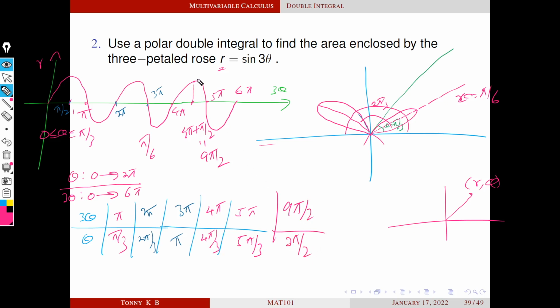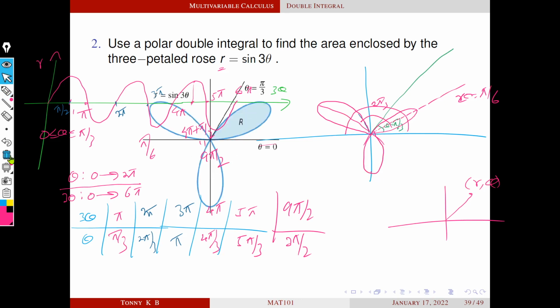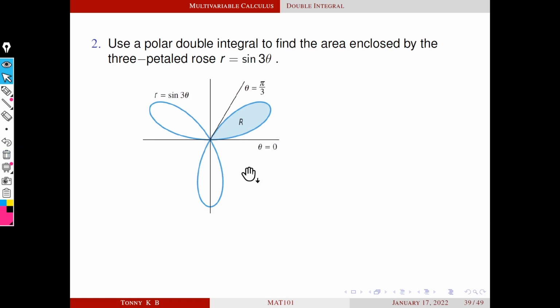So r reaches its maximum value when theta equal to 3 pi by 2. 3 pi by 2 is nothing but the negative imaginary axis. So the curve is almost like this. Okay, after that again r is negative, there is no graph. So our graph is like these 3 petals. That's why this is called a 3 petal rose, and this length is 1 for all the petals. Okay, this is the exact shape of this curve.